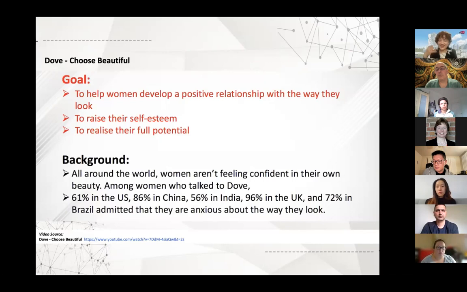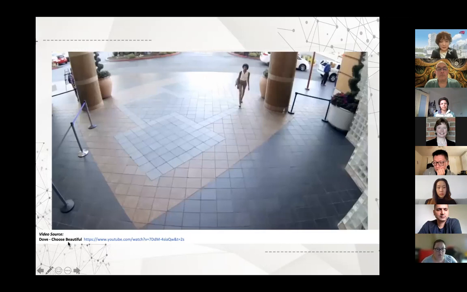Among women who talked to Dove, 61% in the United States, 86% in China, 56% in India, 96% in the UK, and 72% in Brazil admitted that they are anxious about the way they look. So how to raise women's self-esteem and help them realize their full potential is the goal of this campaign. Just as entertainment, I would like to show you, and then I will go back to the way that I theorize my culturally sensitive ABC model. Let's look at the campaign.